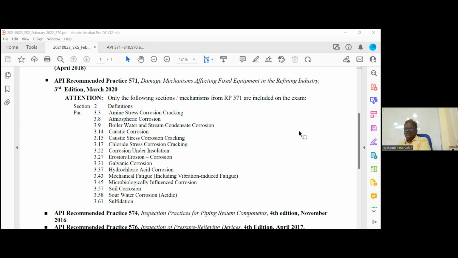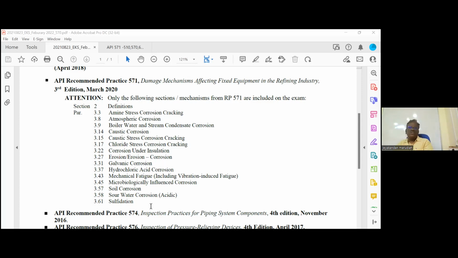Now, it is not the entire 571 book. In the entire 571 book, we have 65 damage mechanisms. But 15 damage mechanisms are related to process piping. So questions will be asked from these only. As per 570, damage mechanisms can be classified into 6 groups. The first group is called metal loss. Metal loss means all forms of corrosion. Any corrosion will result in metal loss.